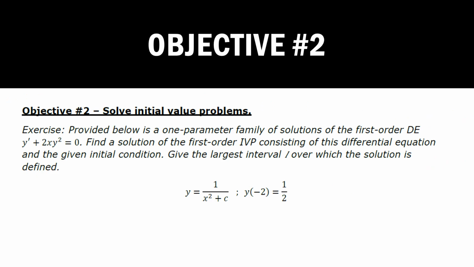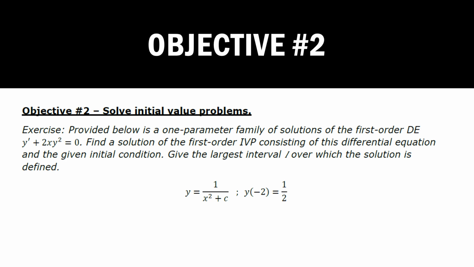All right, objective 2. So objective 2 says solve initial value problems. We have a couple of problems that we're going to solve, but for our first exercise, we are told that provided below is a one parameter family of solutions of the first order differential equation, that's DE, y prime plus 2xy squared equals 0. We need to find a solution of the first order IVP, so the initial value problem, consisting of this differential equation and the given initial condition. So give the largest interval I over which the solution is defined.